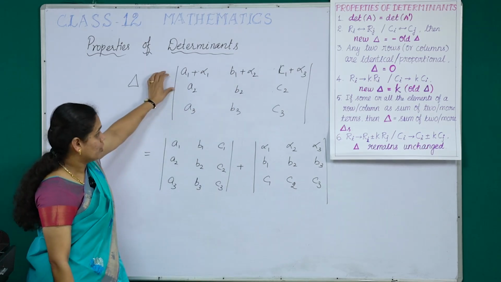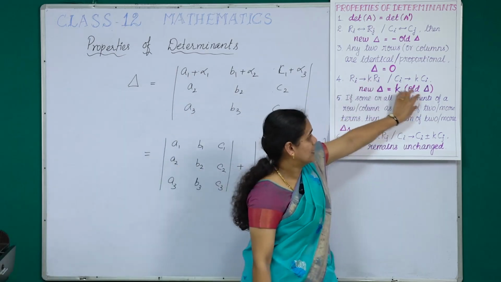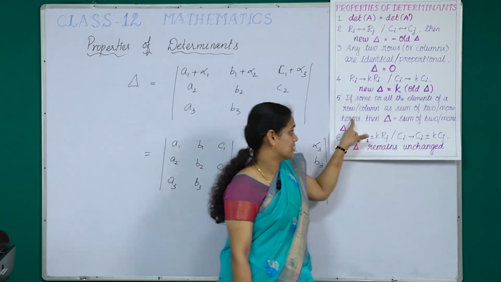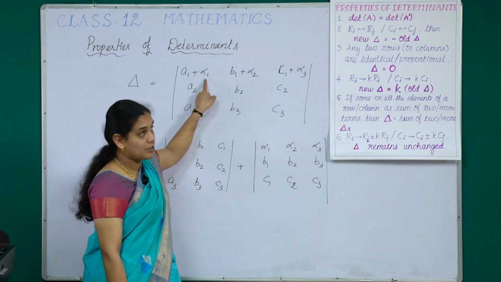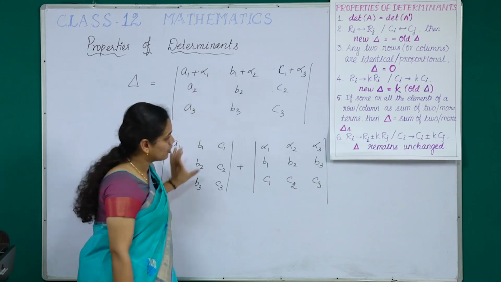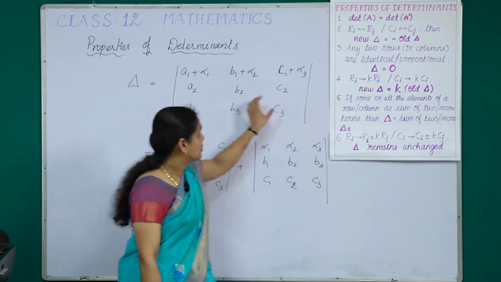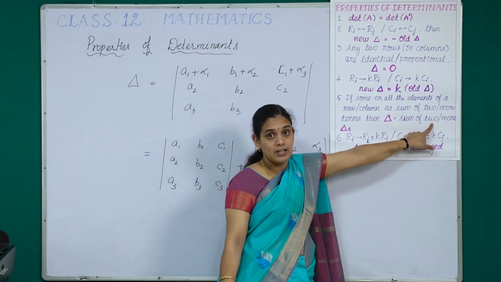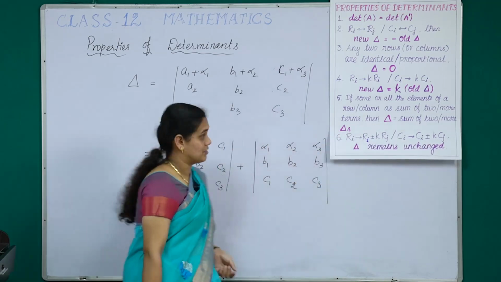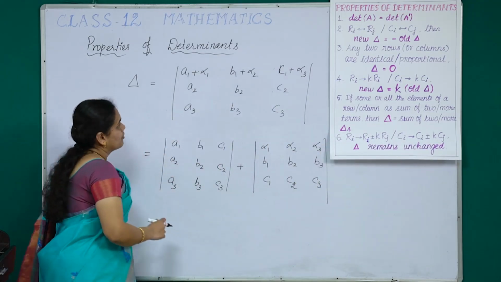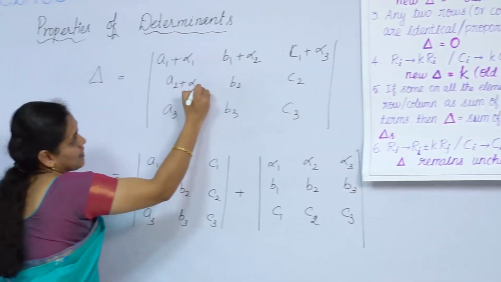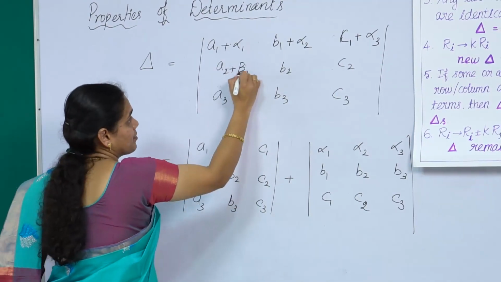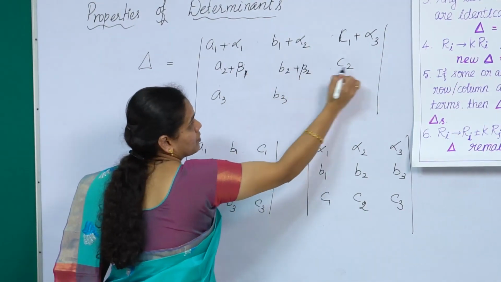So when some or all the elements of a row or column are expressed as sum of 2 or more terms, it is possible with any number of terms. If it is expressed as sum of 4 terms, then you can split it into 4 determinants. Then the determinant can be expressed as the sum of 2 or more determinants. Okay. For example, there is here also beta 1, beta 2, beta 3.